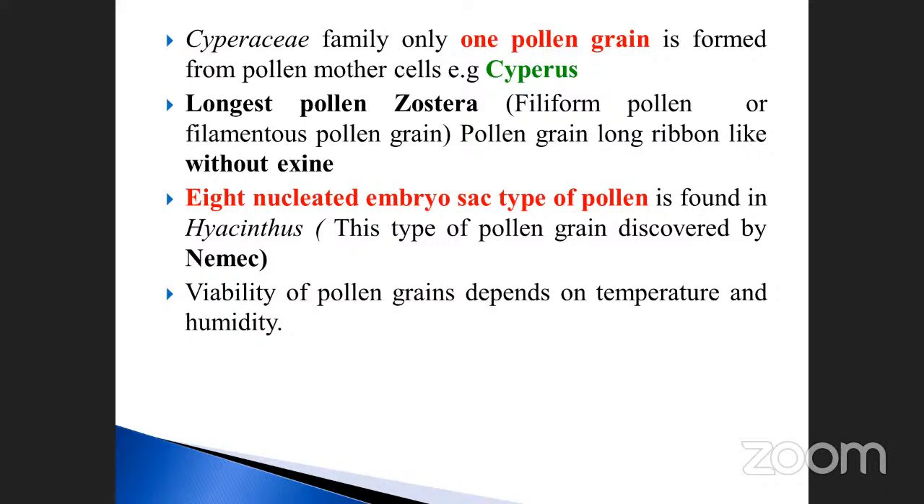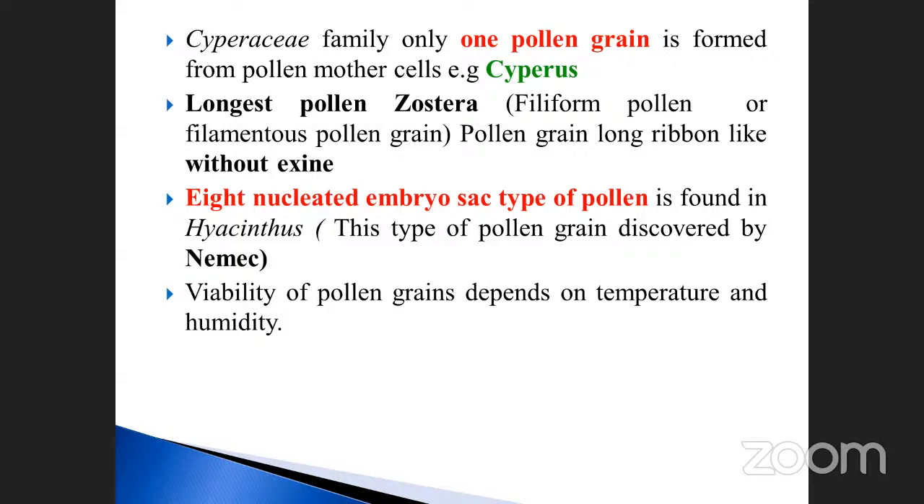Okay, the longest pollen grain is Zostera, otherwise called piliform pollen or filamentous pollen grains. The structure looks like a long ribbon without exine. They ask the question: a long ribbon-like pollen grain without exine is called what? Which one of the following families? Like that they may ask, or which one of the following examples.